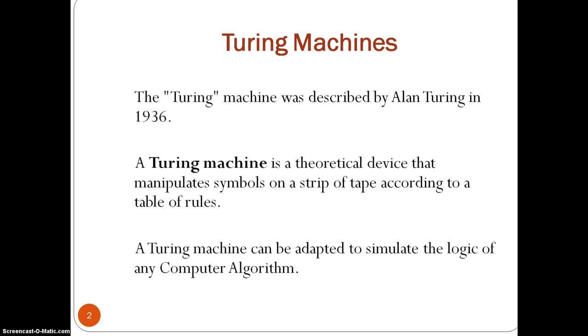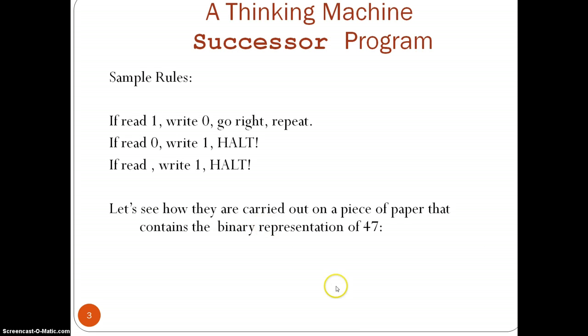According to the Church-Turing thesis, any algorithm that is designed by a computer can be designed by a Turing machine. There are some rules that we have to follow to design a Turing machine. If we read 1, we write 0 and go right, because in a Turing machine we can move either to the left or to the right. If we read 0, we write 1 and halt. If we read nothing, we write 1 and halt. These are the rules for designing a Turing machine for a successor program.